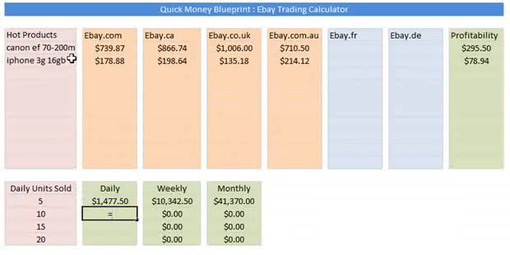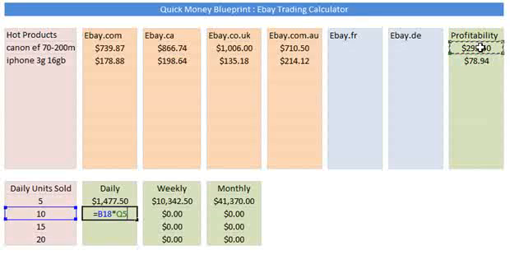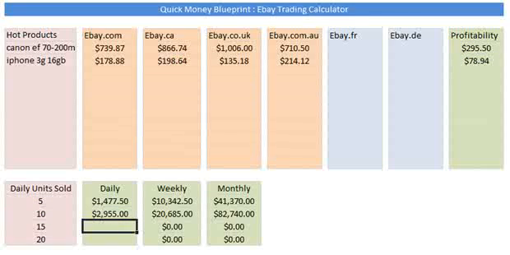With the Canon, let's say you're going to do 10 a day because it's a hot product, and it was like number 4 on the hot product list, so there's just a lot being sold. We're going to take 10 units times your profitability margin. You can actually be making $2,900 a day, $20,000 a week, and $82,000 a month.